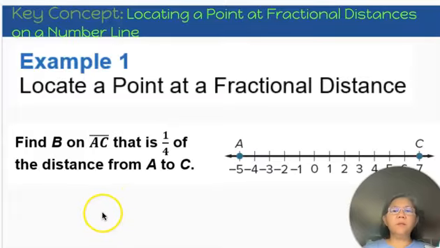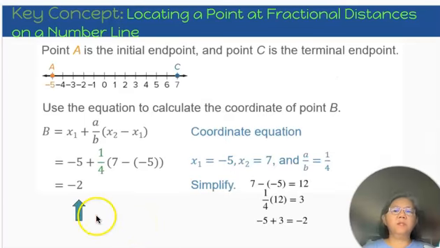So let's have an example. Let's take a look at finding B on line segment AC that is 1/4 of the distance from A to C. So from A to C, we'll try to find out where B is. Remember the fractional distance is 1/4. So using the formula and the labels, our x1 is -5, which is our initial endpoint. Our terminal endpoint is 7, which is our x2, and the fractional distance will be 1/4. Plugging in these numbers, we have x1, which is -5, plus 1/4 for our fraction, times the difference, your x2, which is 7, minus your x1, which is -5.